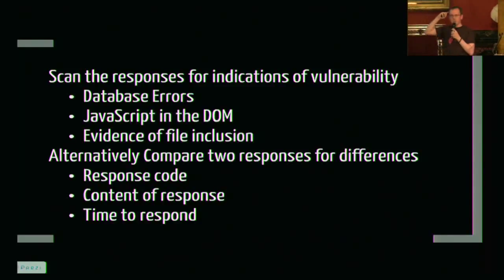So look at the response code. When I did my base request, did I get 200, and then I got 500 on the second one? Well, that's potentially a problem. Content of the response: if I got something like 500 bytes back on the first request and 10,000 on the second one, then again, probably a problem.